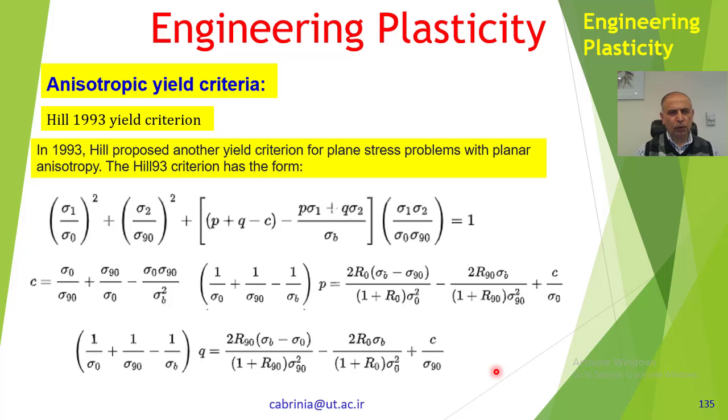So that's all I want to say about the anisotropic yield criteria. I think it's quite enough, and we will see what we can do in the next part.